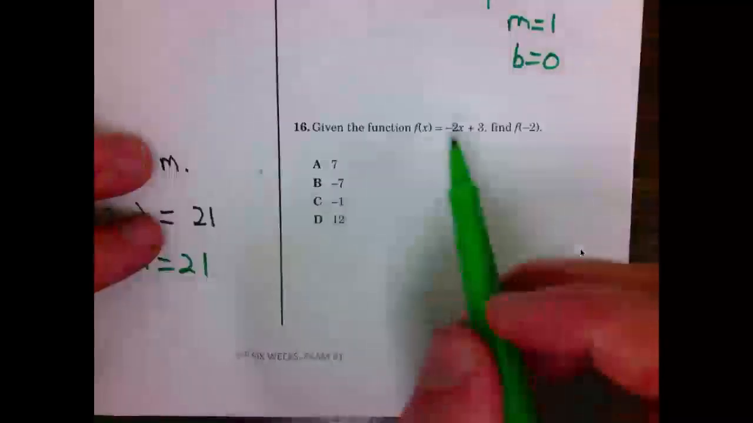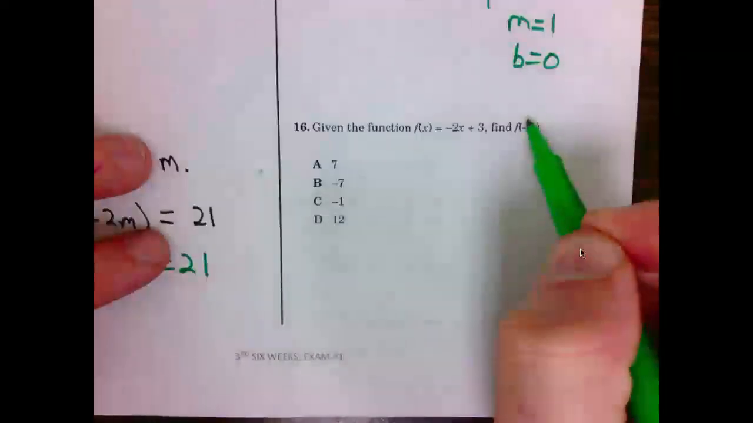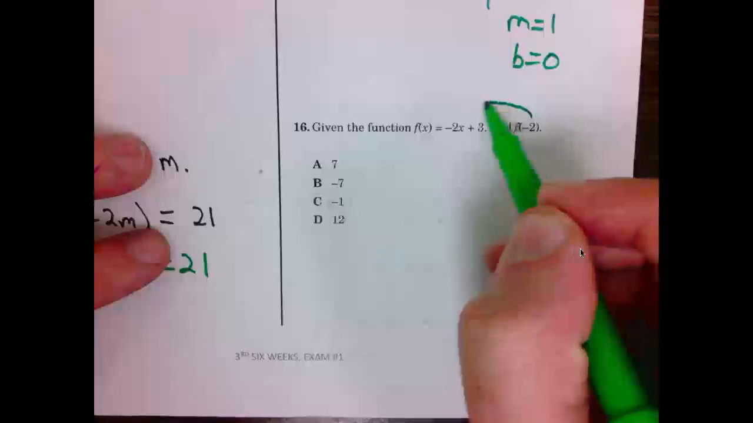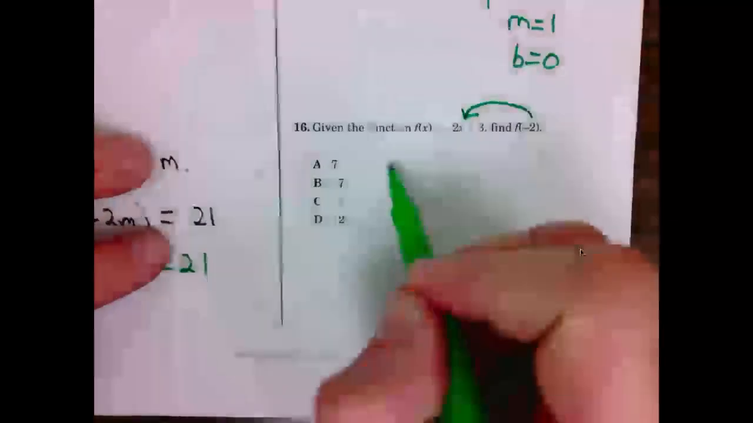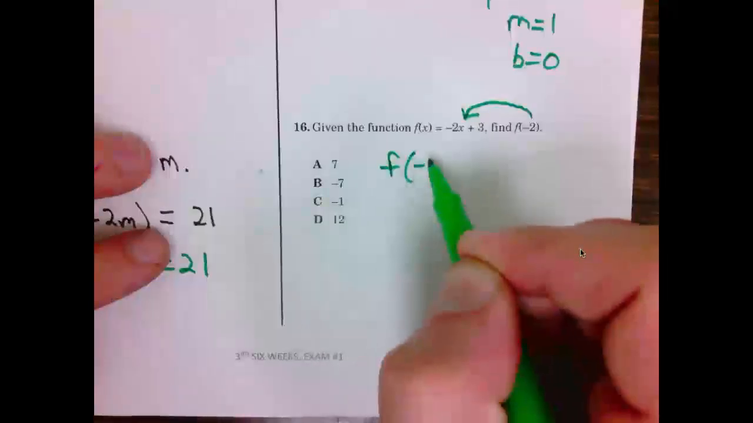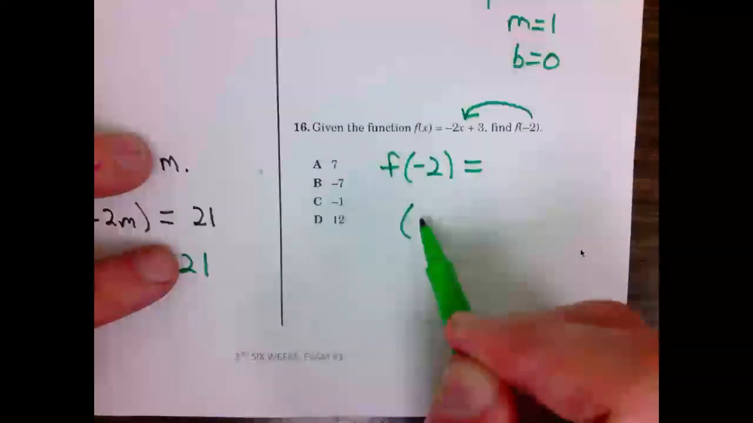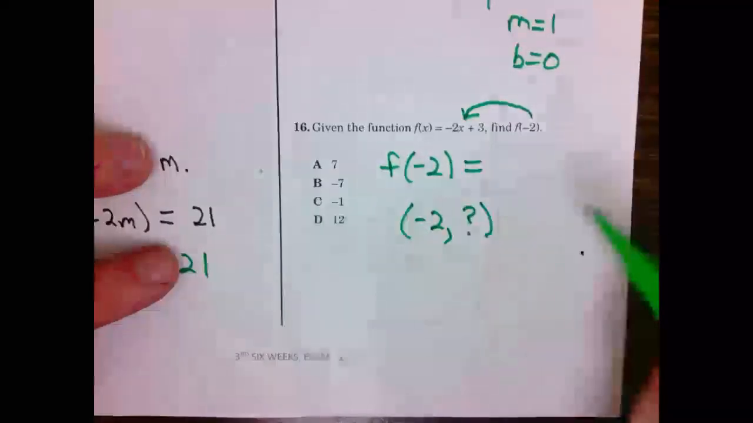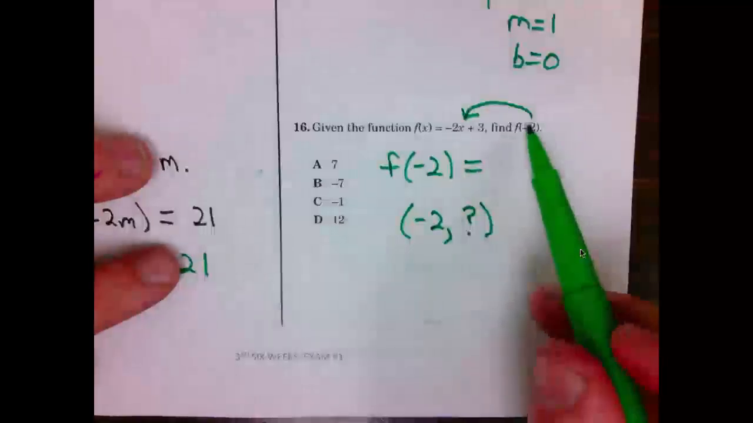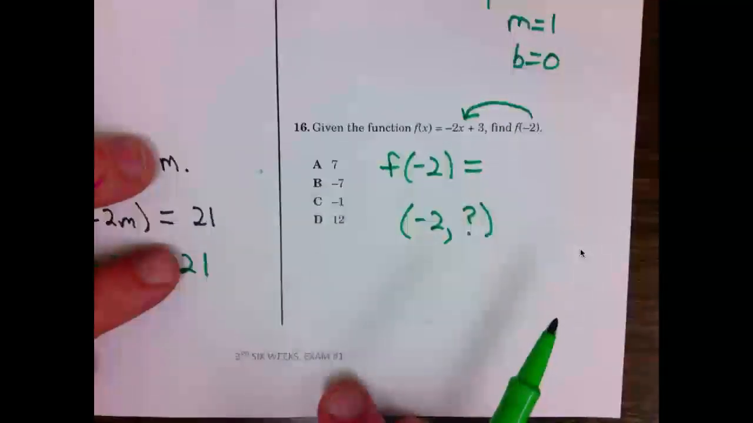Number 16. Given the function f of x equals negative 2x plus 3, find f of negative 2. We're simply going to take this value, negative 2, substitute it in place of x, and find what the output is. We want to find what f of negative 2 will map with. Another way to say this is when x is negative 2, what is the y value? Take negative 2, substitute, do our multiplication and addition, and you will find the output.